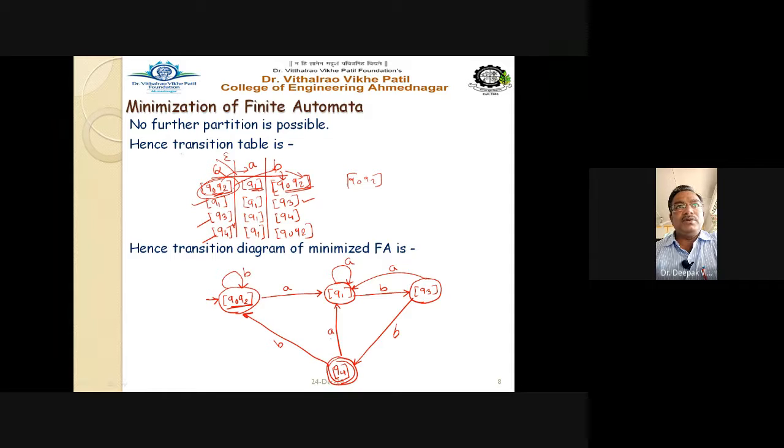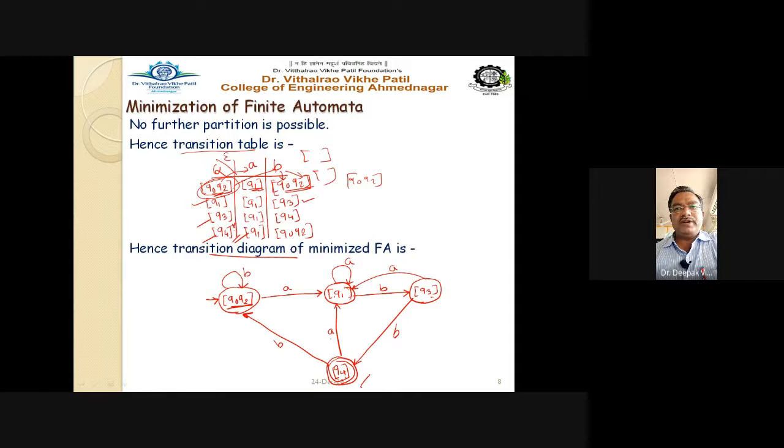In the transition table, we have to write down all the states in square brackets, and while drawing the transition diagram also, the states are drawn in square brackets itself. So [Q0, Q2] in the square bracket, then Q1, and then Q3, and Q4 is the state, and Q4 is marked with a star here.